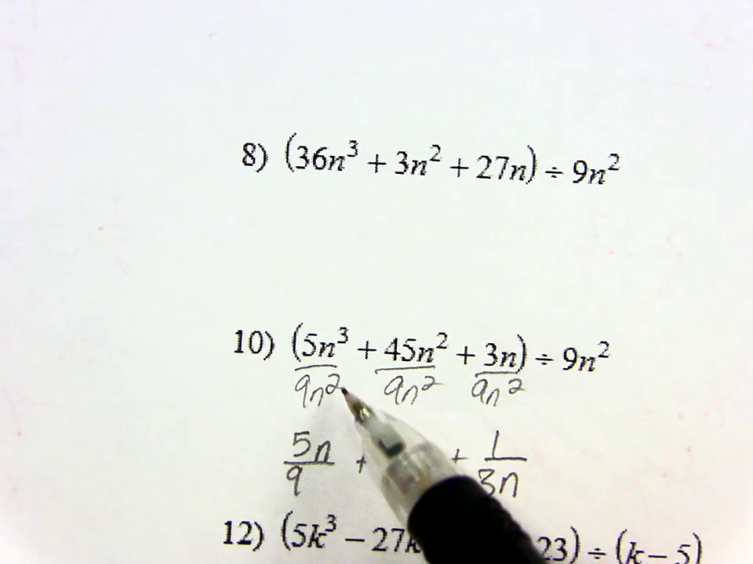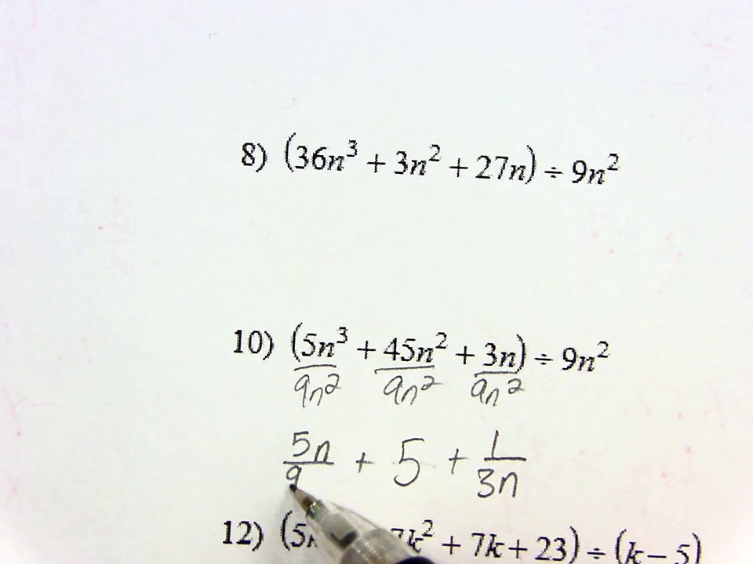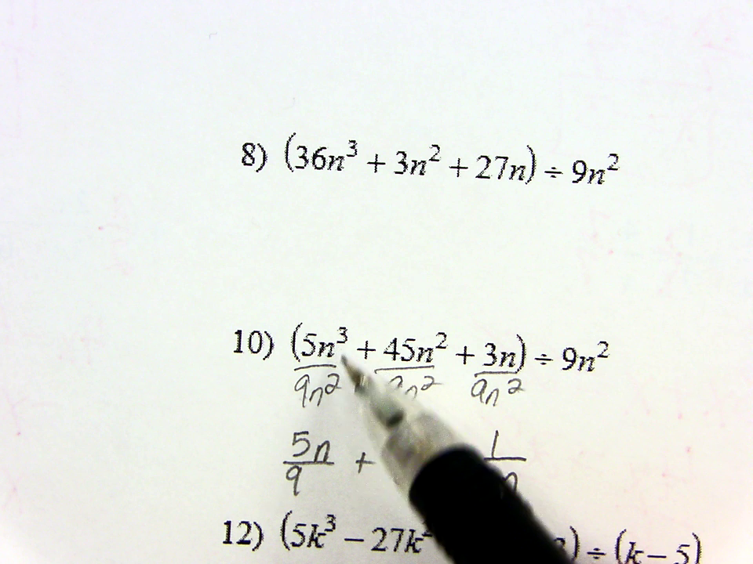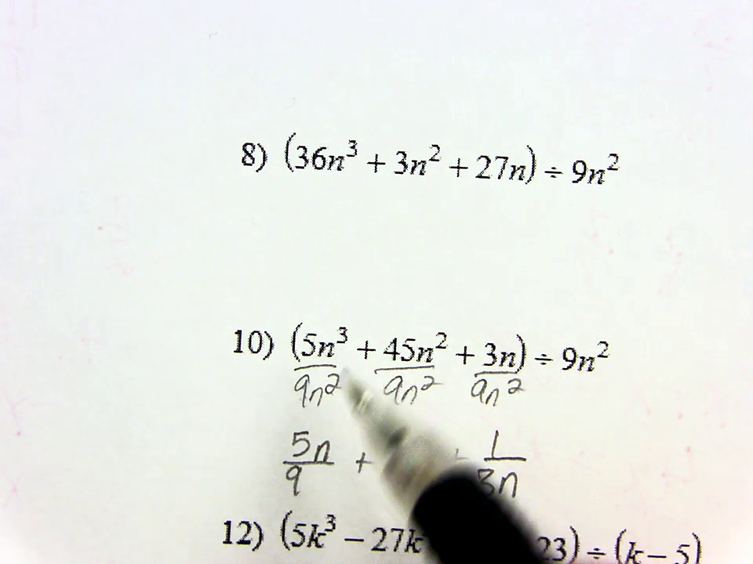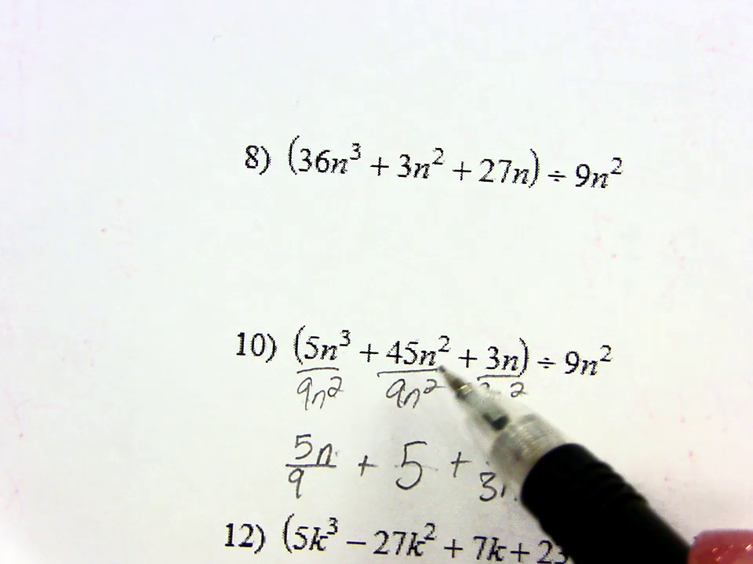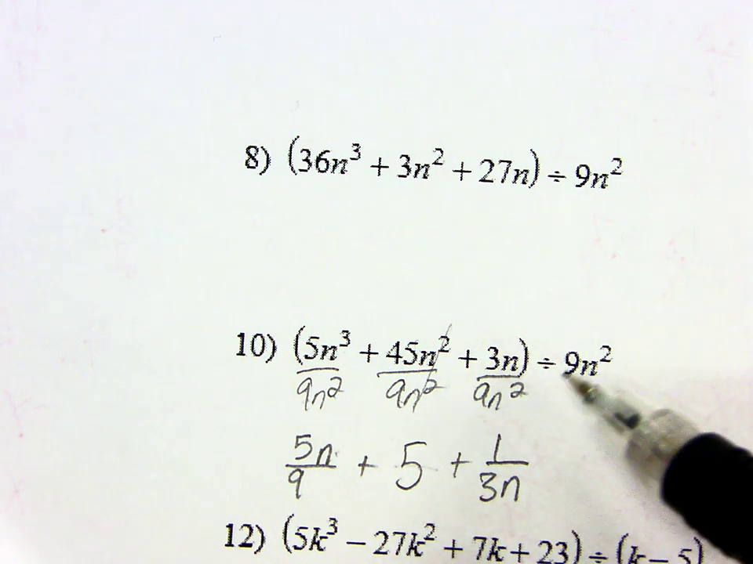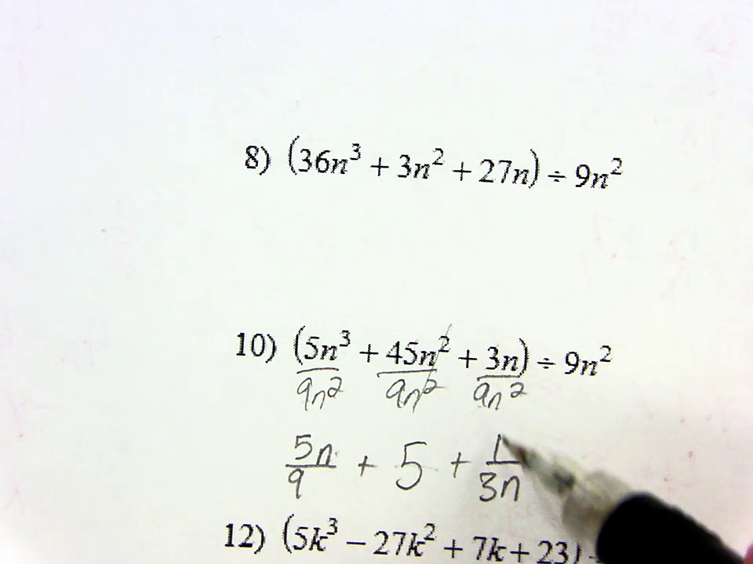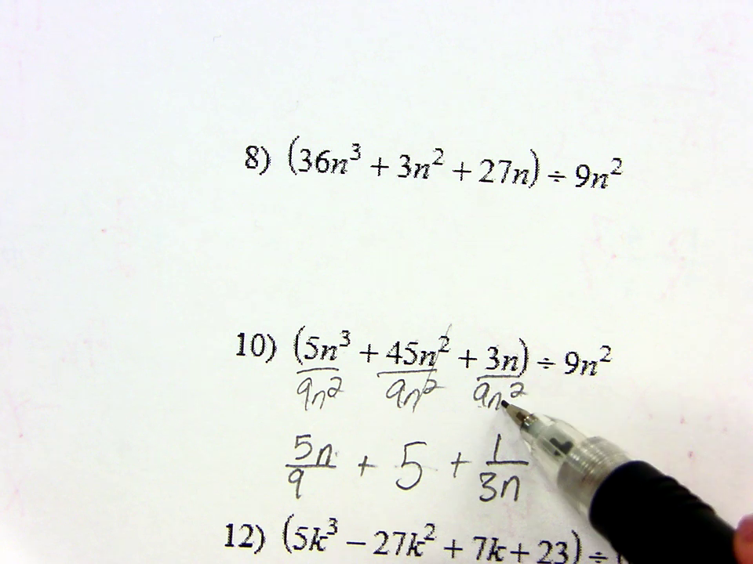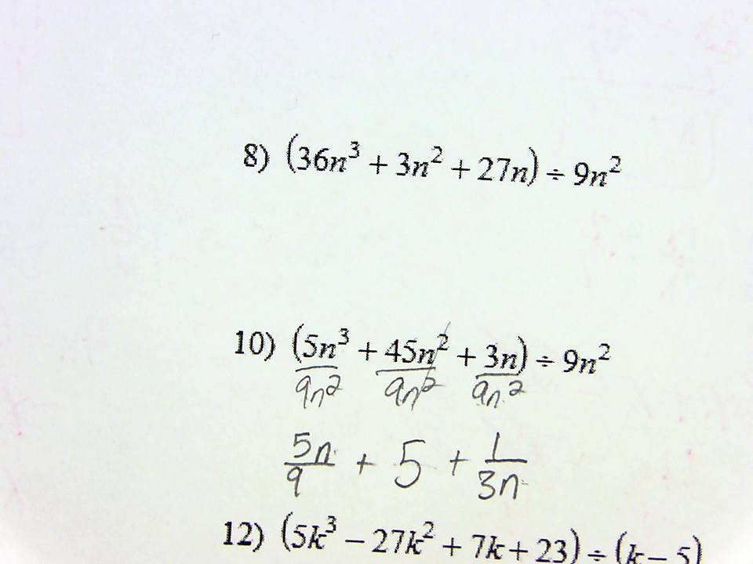So just dividing each one of them by 9n squared. 5/9 doesn't reduce, so it stays. But if I have n to the third over n squared, that's going to leave me n to the first in the numerator. 45 over 9 is just 5, and then n squareds cancel, so I just have the whole number 5. That's it. And then the last one, 3 over 9 reduces to be 1/3. You have n over n squared, so you're going to be left with n to the first in the denominator. Is that all right? Yes.